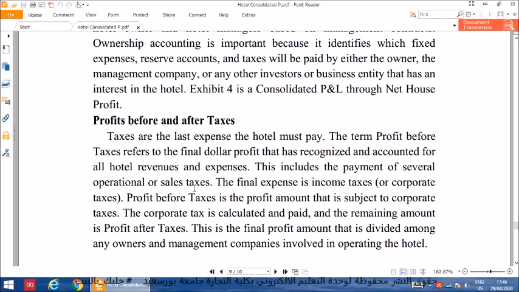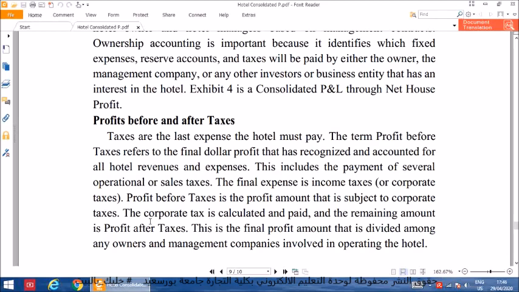The final expense is income tax, corporate tax. Profit before taxes is the profit amount that is subject to corporate taxes, income taxes. The corporate tax is calculated and paid, and the remaining amount is profit after tax.